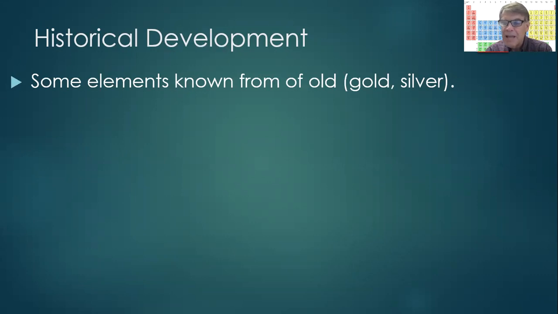Well, these are from the Latin names, because these are really old metals. Obviously all of the naturally occurring substances are old in that sense, but these have been known for a very, very long time. And so the Latin word for gold is aurum, so that's where the Au comes from. So some elements have been known for a long, long time.